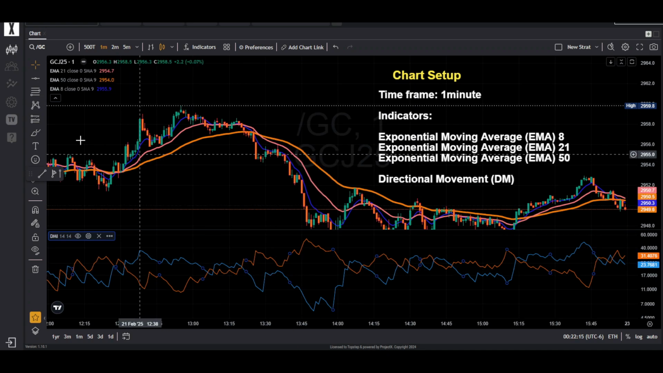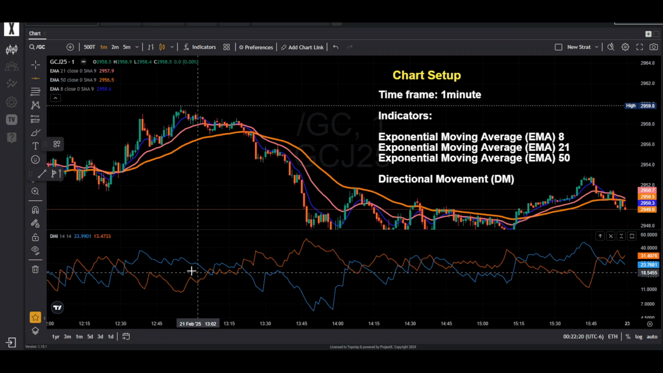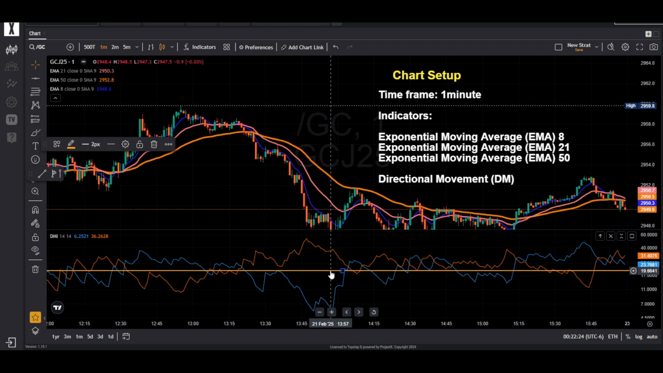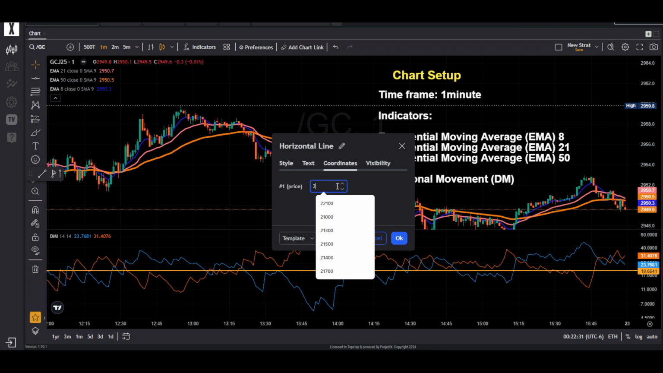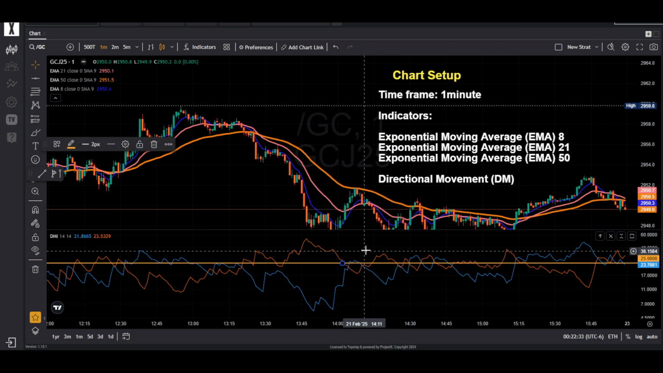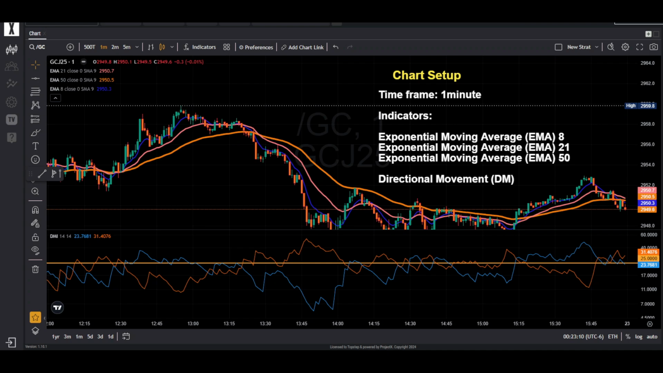Next step is we are going to add a horizontal line from the drawing tools. Pick horizontal line and just click on the DMI. Next step, we'll double click on this line. We'll click on coordinates, and in the price, we'll just type 25 and click OK. Now our chart is fully set up. Next, we'll go over buy and sell setup rules.